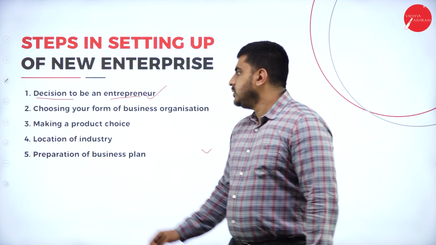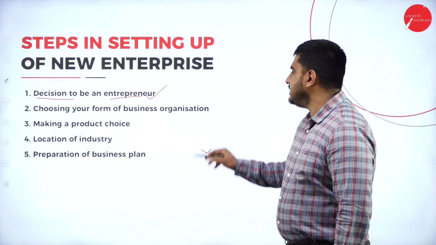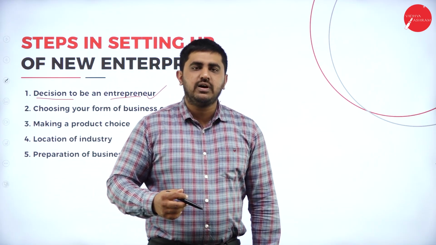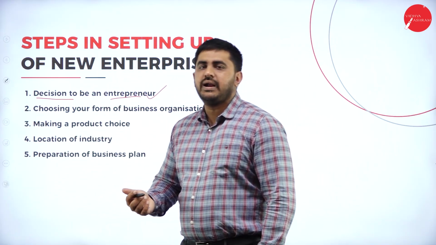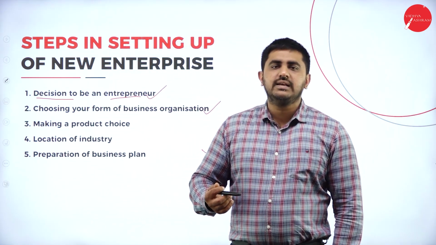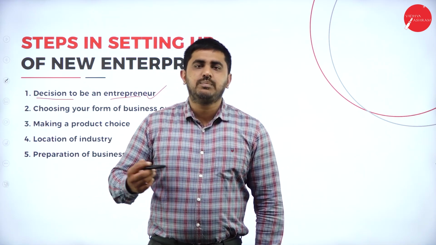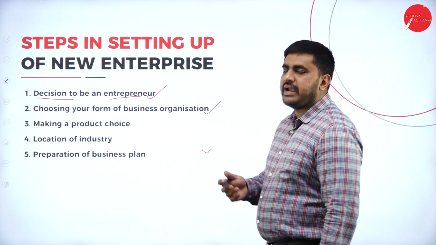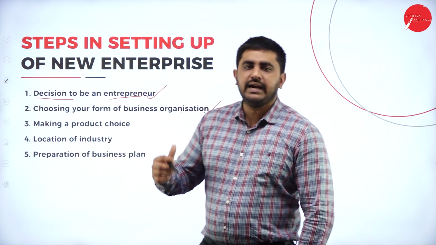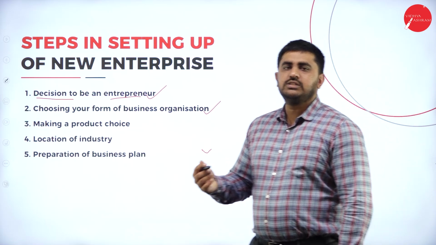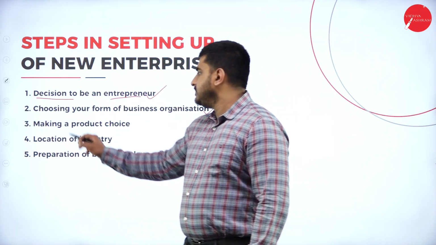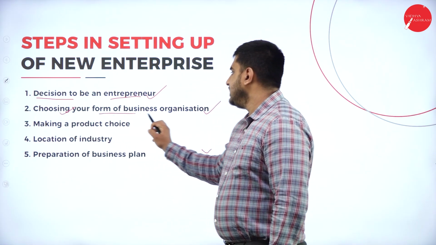So next, choosing your form of business organization. So there are a lot of business forms which you can choose. You can go for small proprietorship or sole proprietor, where you will be the owner and you will be the bearer of all risk, and you will also enjoy what profit you get. And also you can get into the form of partnership. You can make an agreement and you can start in partnership, or you can also come out with a cooperative society. That is, you choose the form of business. This is the second step.